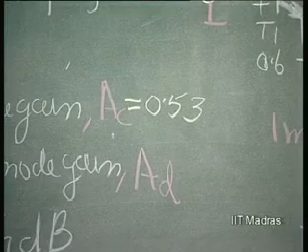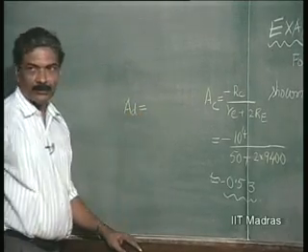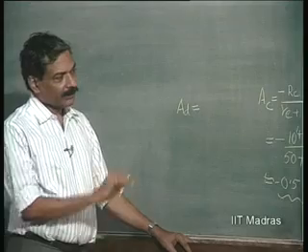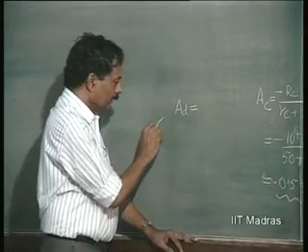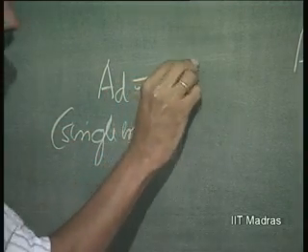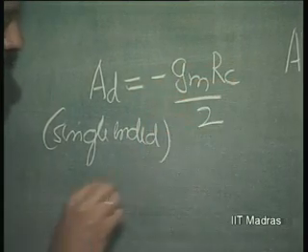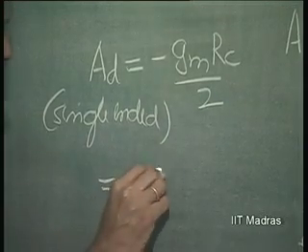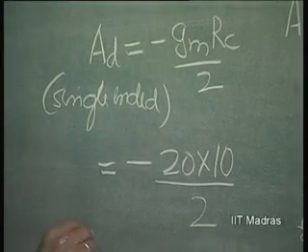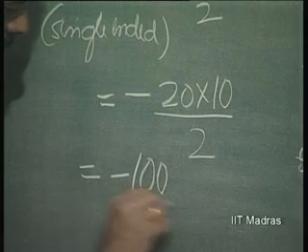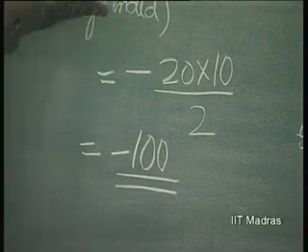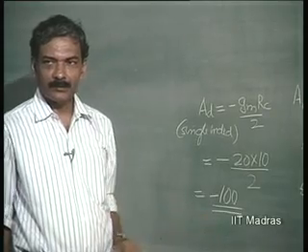The differential mode gain is equal to, now this depends whether it is single ended or differential. Since nothing is asked, we will give the single ended output. So, minus Gm into Rc by 2 is equal to minus 20 millisiemens into 10 K divided by 2, which is going to be minus 100. So, the differential mode gain is minus 100.